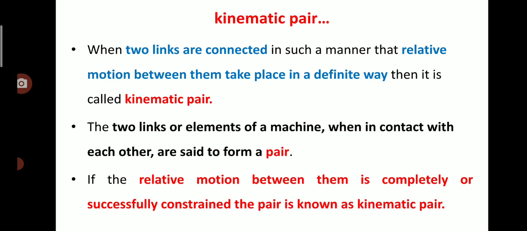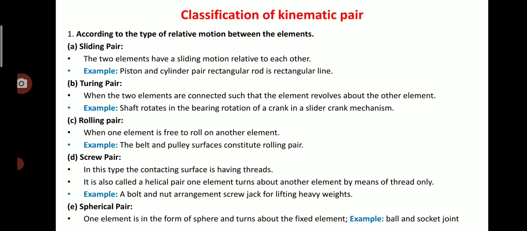The two links or elements of the machine, when in contact with each other, are said to be a pair. If the relative motion between them is completely or successfully constrained, then the pair is also known as a kinematic pair. Let us see the detailed classification of kinematic pair. First, according to the type of relative motion between the elements, the classification is sliding pair, turning pair, rolling pair, screw pair and spherical pair.